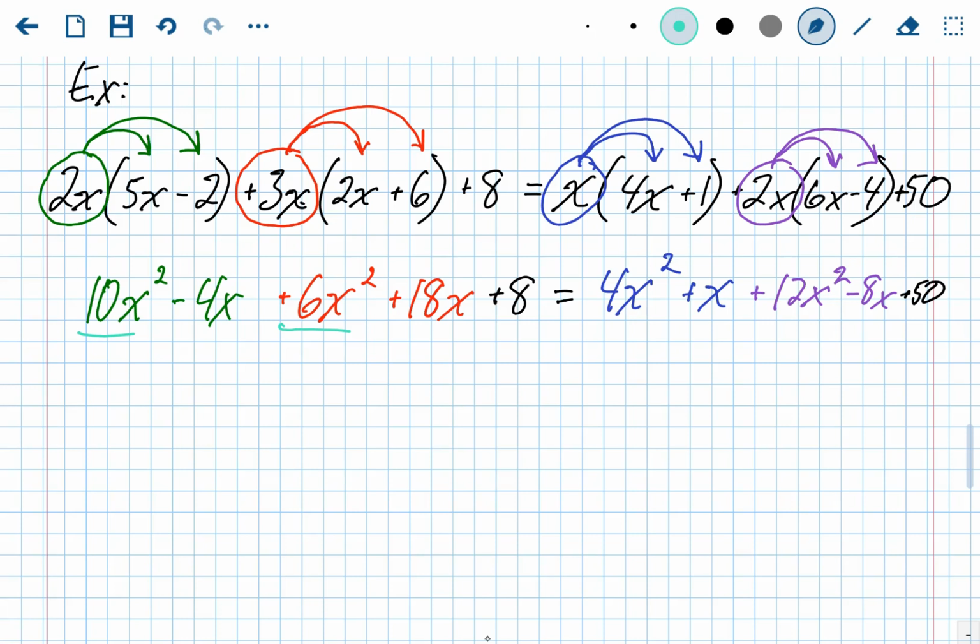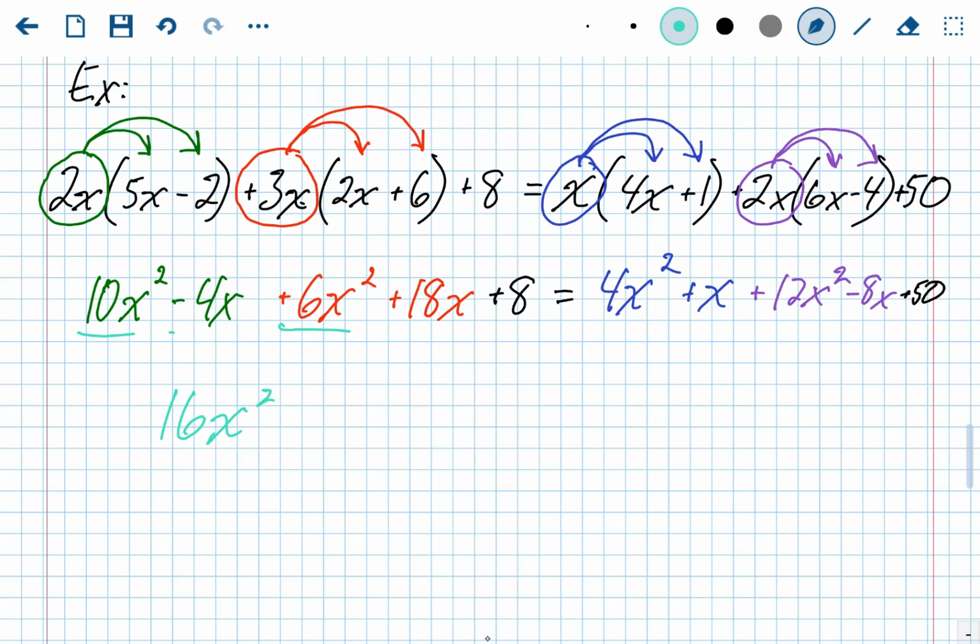So I'm going to combine those: 10x squared plus 6x squared. Now this is an addition. We're done multiplying, and there are no more parentheses. So now all we're doing is combining like terms through adding and subtracting. We only add the numbers; we don't do anything with the variables or the exponents. So 10x squared plus 6x squared are like terms, and we combine them to get 16x squared.